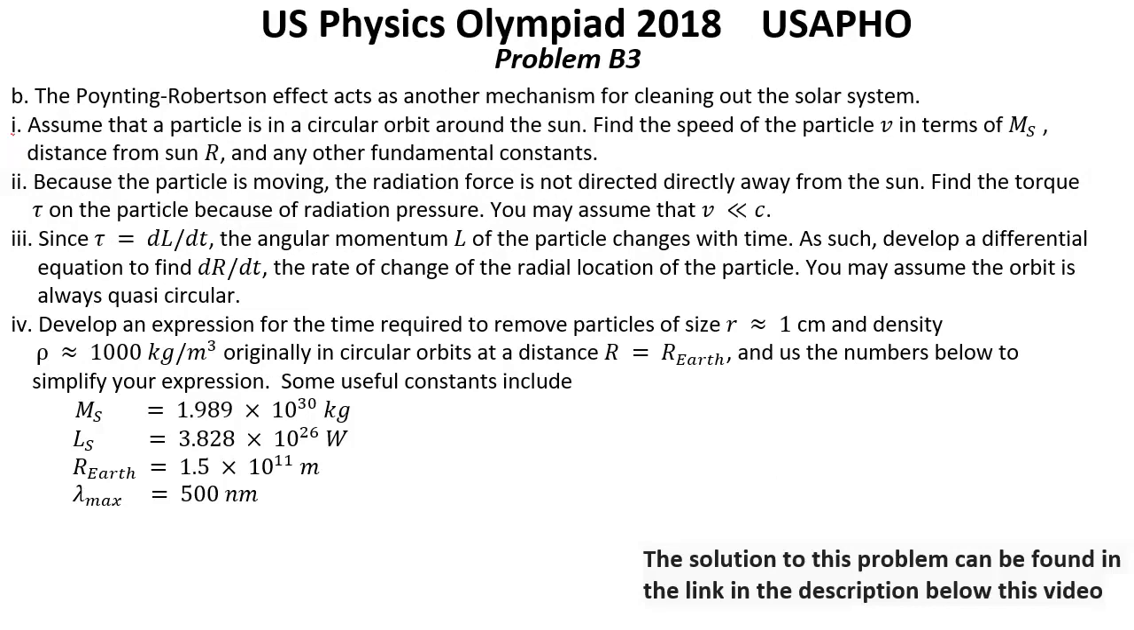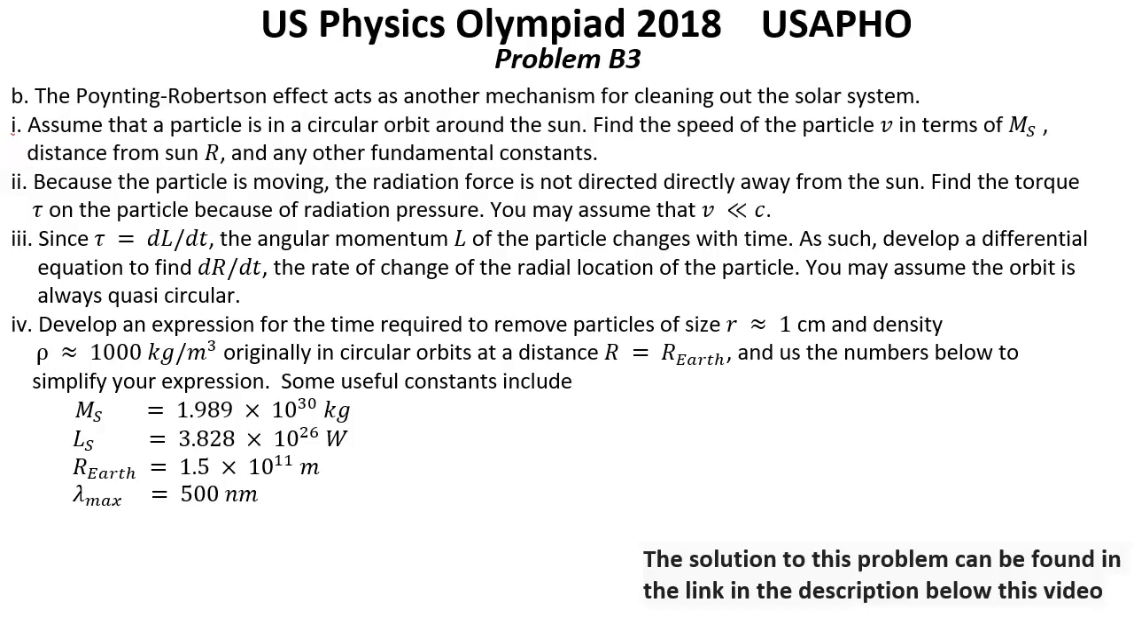Part B. The Poynting-Robertson effect acts as another mechanism for cleaning out the solar system. I. Assume that a particle is in a circular orbit around the Sun. Find the speed of the particle v in terms of M_s, distance from the Sun r, and any other fundamental constants. II.